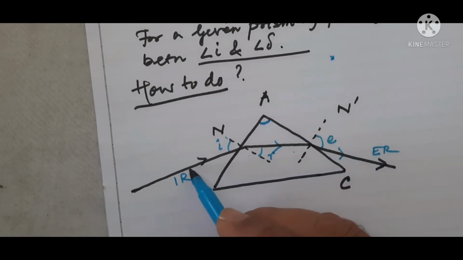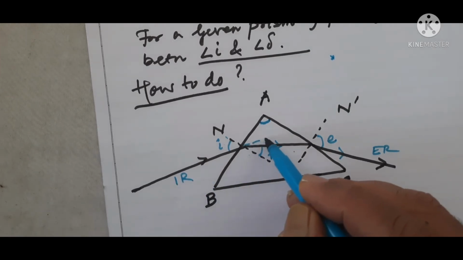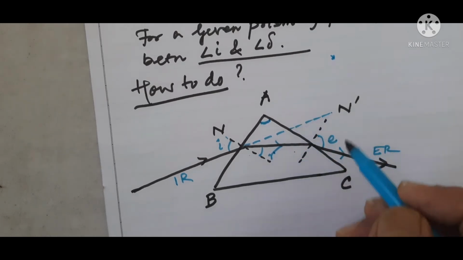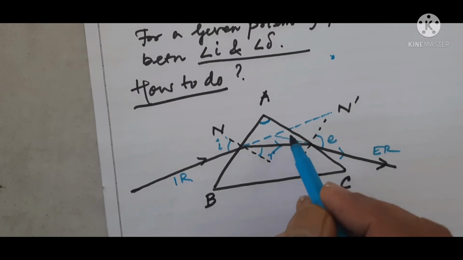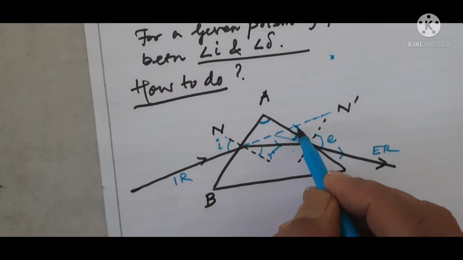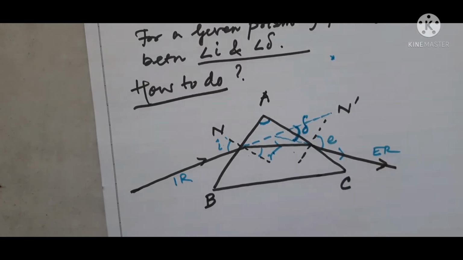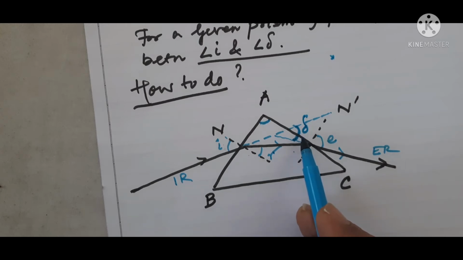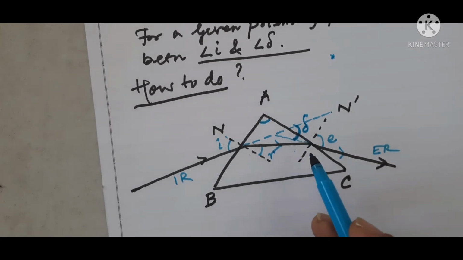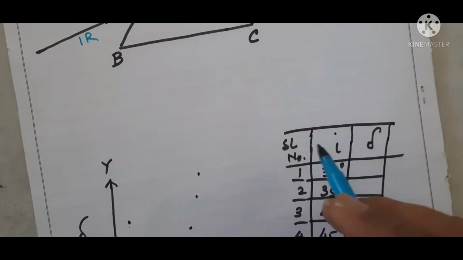Angle of deviation means what? If I produce the incident ray in this manner and the emergent ray backward in this manner, then this angle is the angle of deviation that we require, right? So for different values of angle of incidence, we require this angle delta, the angle of deviation, right? I will show how to take the reading.